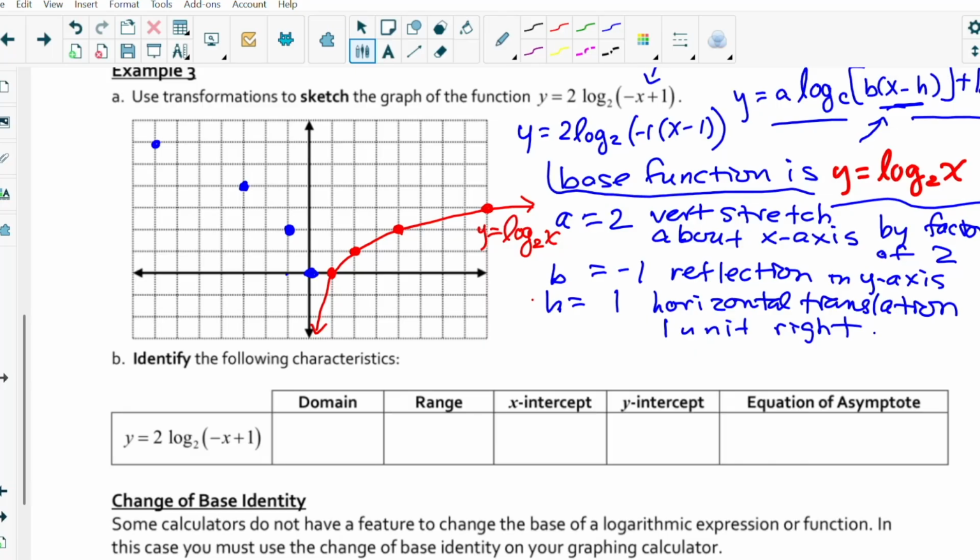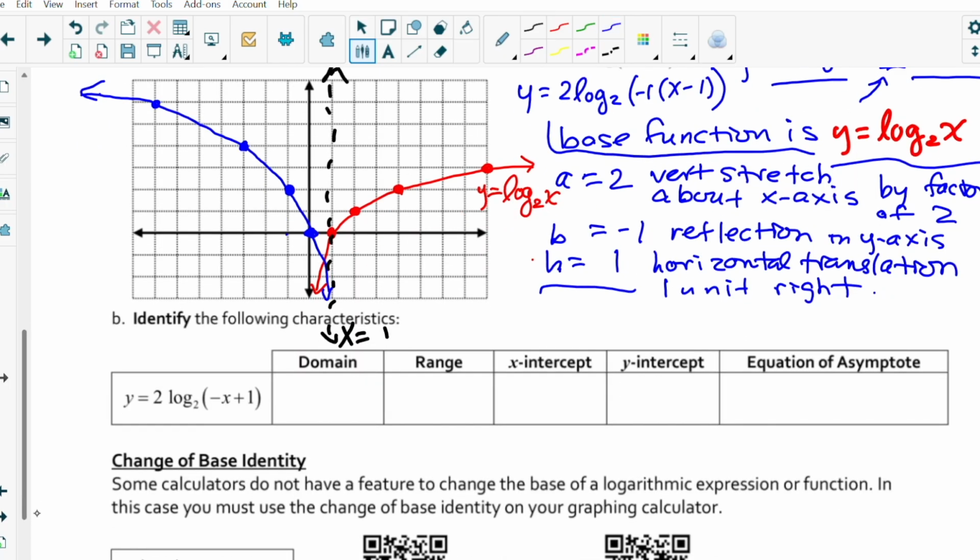Where's my horizontal asymptote? Sorry, where's my vertical asymptote for the transformed graph? So if I start drawing it here, folks, don't cross it. Where is it? Well, the h value is 1, so it shifts the vertical asymptote from 0 to 1. So x equals 1 is our equation of asymptote. So it's going to approach right there. That's x equals 1.